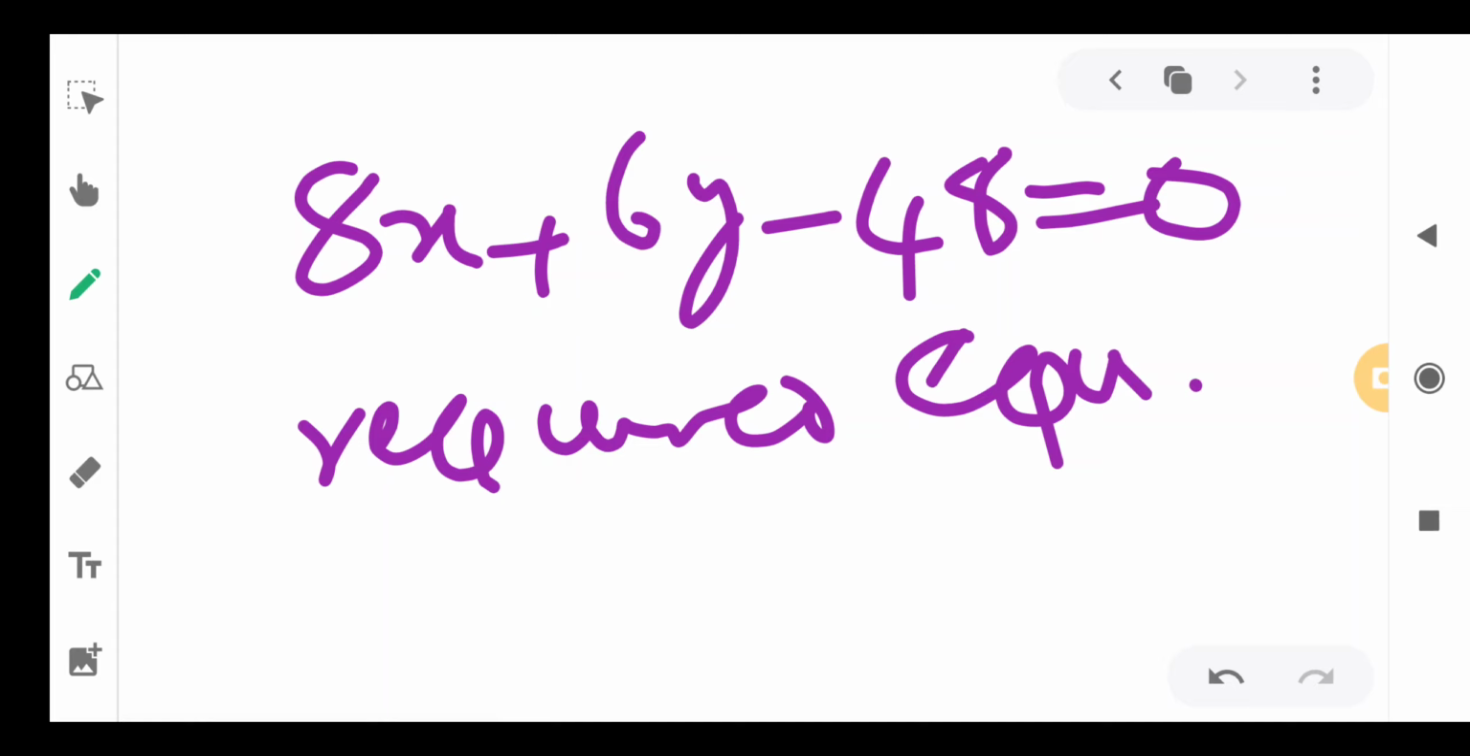You can cross check. Put 3 comma 4 here: 8 into 3 is 24, 6 into 4 is 24, 24 plus 24 is 48, 48 minus 48 is 0. So therefore 3 comma 4 satisfies. So it passes through 3 comma 4 and passes through x1 comma 0 and 0 comma y1, and it makes an area of 24 square units. Hope you understood. We'll stop here.